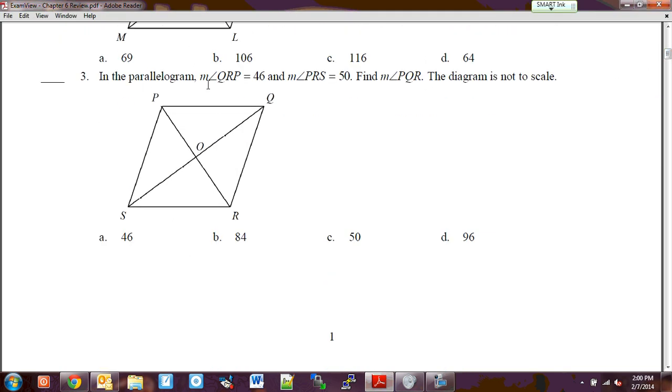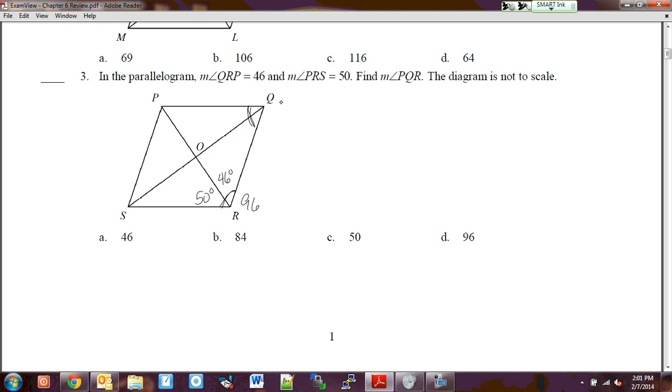All right. In the parallelogram, the measure of QRP, so this angle here, is 46 degrees, and PRS is 50 degrees. Find the measure of PQR. All right. Well, we know that this whole angle here and this entire angle here equal 180. So all we have to do is add these together, subtract that from 180, and we'll get our answer. So both of these together, 50 plus 46, this is a 96 degree angle. All right, so 180 minus 96.